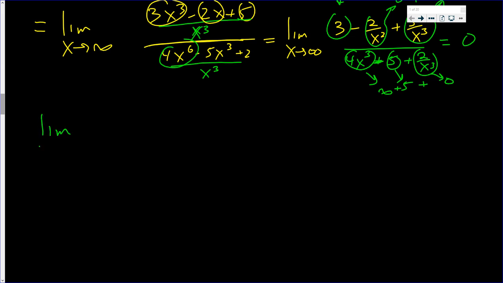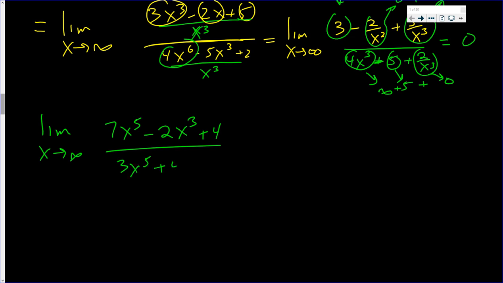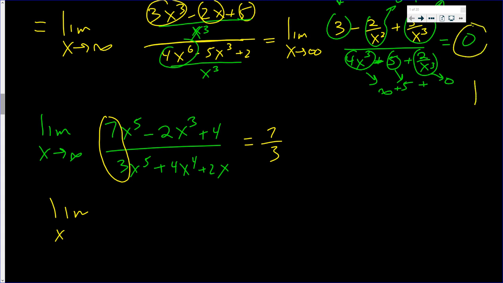Okay, that's that one. Let's try a couple more. Suppose you were asked to find the limit as x goes to infinity of 7x to the 5th minus 2x cubed plus 4, divided by 3x to the 5th plus 4x to the 4th plus 2x. Since the degrees of the numerator and denominator are equal, both 5, the answer is simply 7/3. Okay, now we know the answer. Notice we got the answer we were supposed to in the last problem. Now let's make sure we get 7/3.